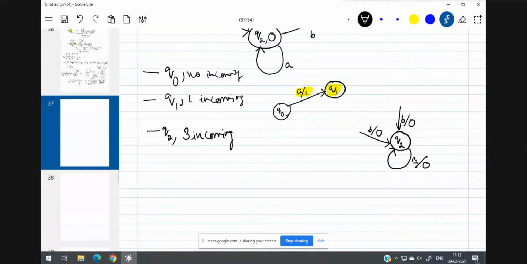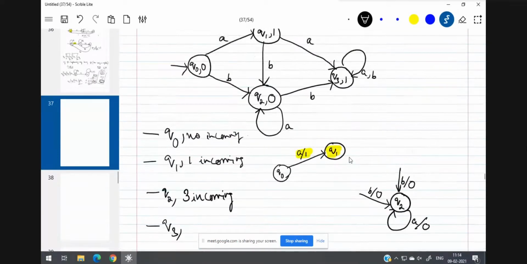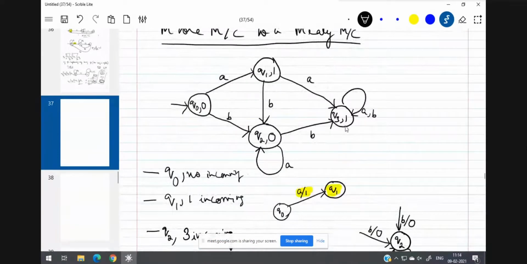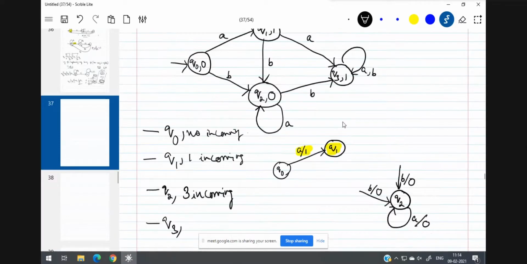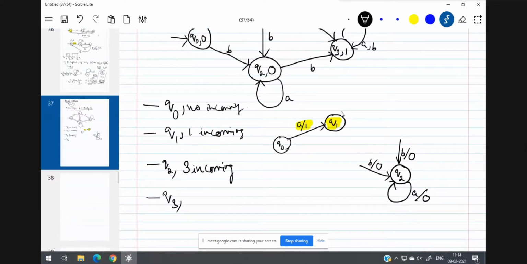If in the exam I provide you with a DFA with output consisting of 10 states, you have to scan all the states. The states are easy, but the time might be a little consuming if the number of states keeps on increasing. Now, what about Q3? How many incoming edges are there? Three are there, with four input values. So this one also I'm going to modify. Let me just say three incoming.